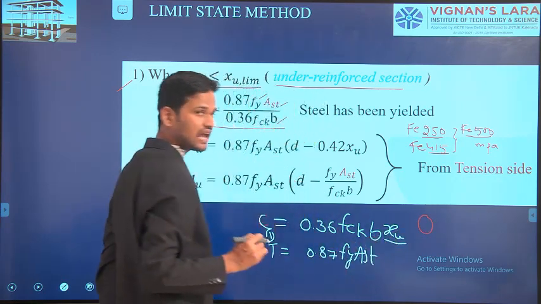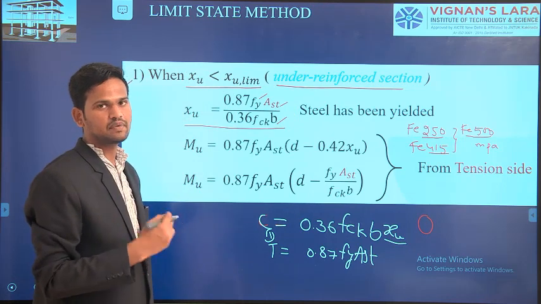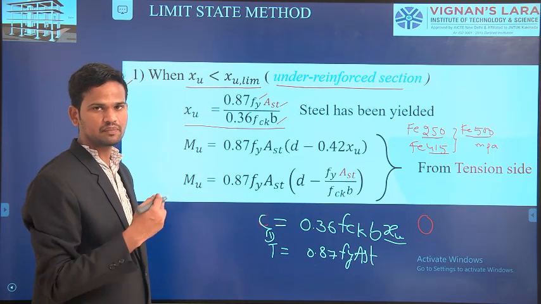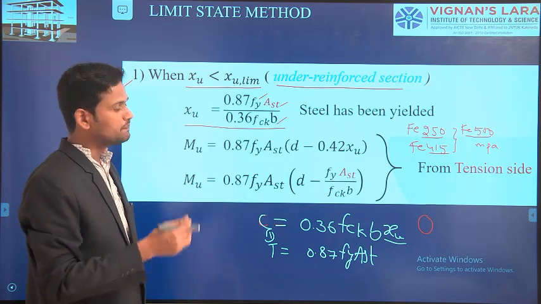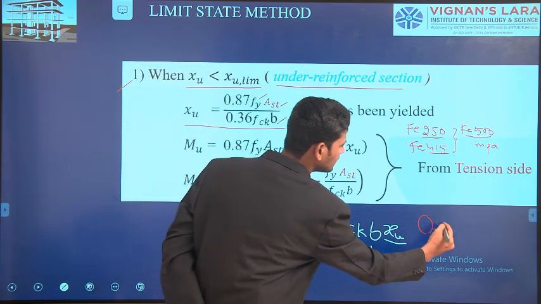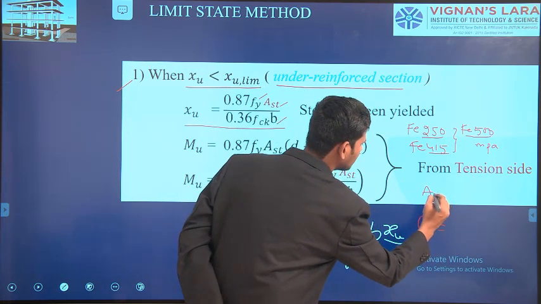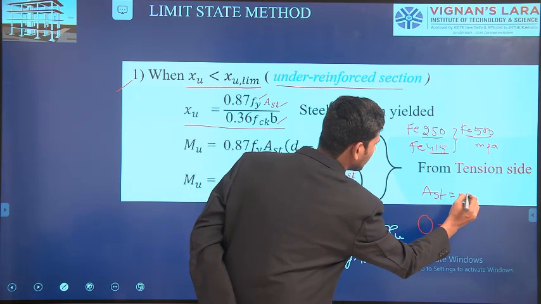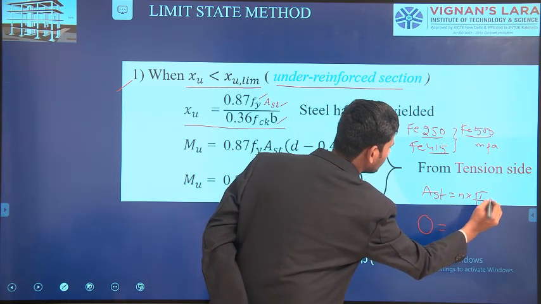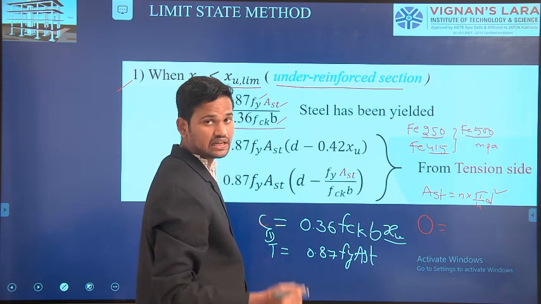These steel bars are available in the market in different diameters: 6mm, 8mm, 10mm, 12mm, 16mm, 18mm, 20mm, 25mm. Based on our requirement, we will calculate the area of the steel bar. How can we calculate this area? The area of the steel, Ast, equals n into pi by 4 into d square. This is the formula for calculation of the area of the steel.